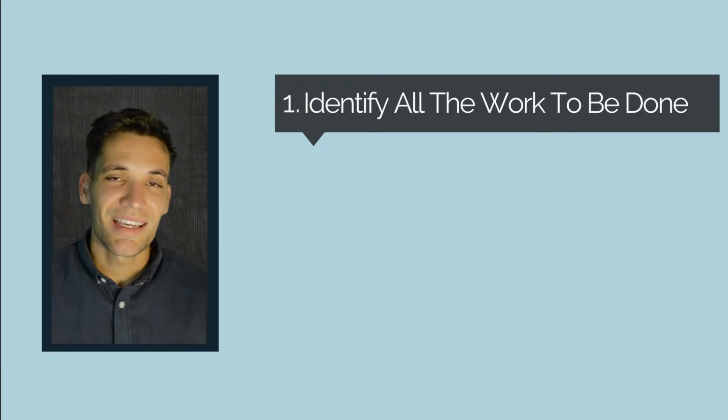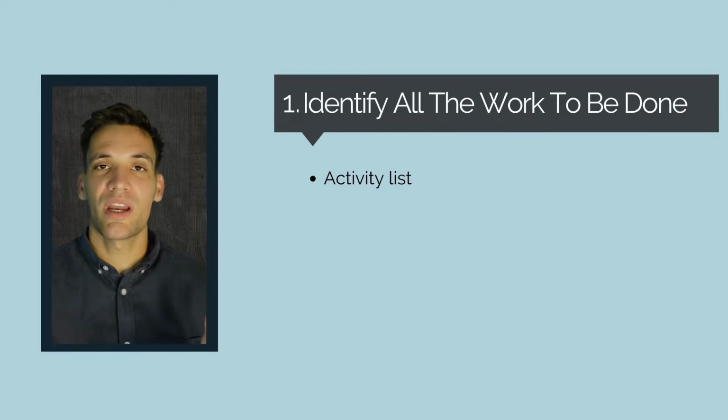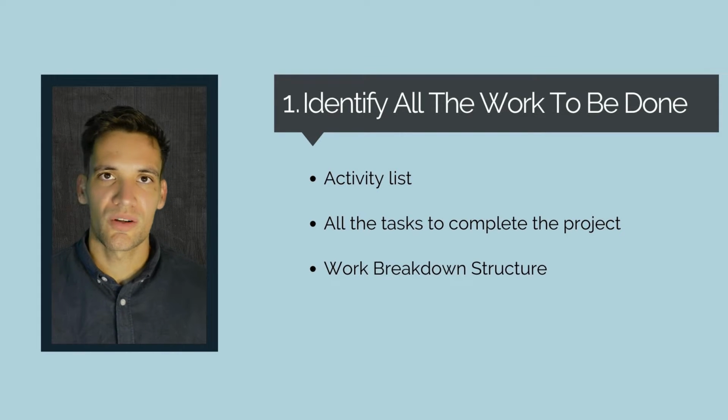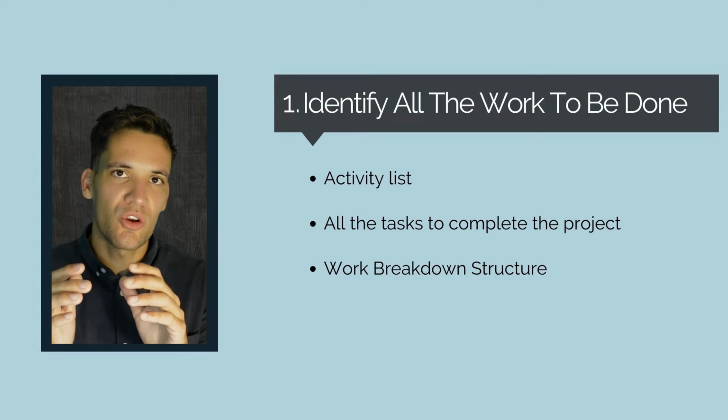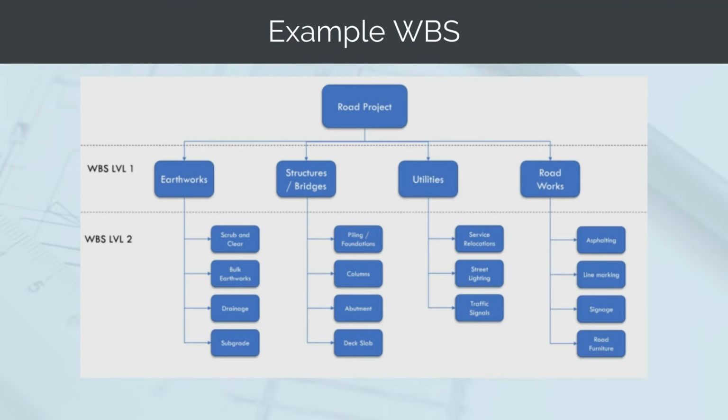So step number 1 is to identify all the work that we need to do to complete the project. This means creating our activity list, where we create a list of all the tasks that are needed to complete the project. This is also called a work breakdown structure, where we take the overall project scope and decompose it into a series of activities.